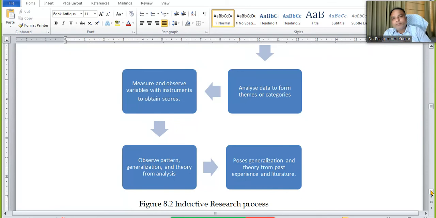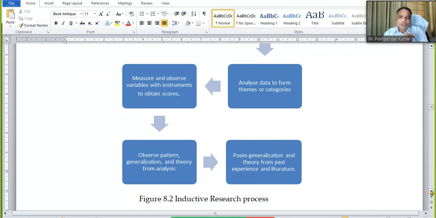Then you build theory from the analysis, and draw generalization and theory from past experience, and then say that this particular community had this kind of pattern and another community had this. They may be contradictory to each other, or they may be similar to each other, and then finally it would become a part of the literature.